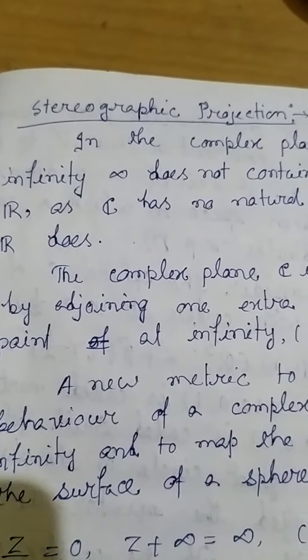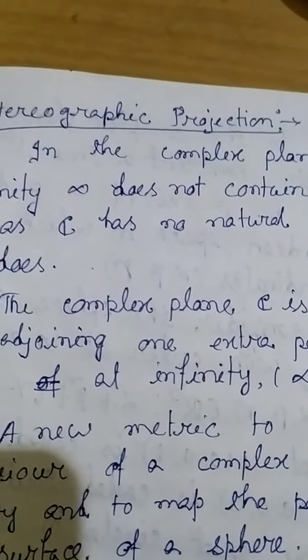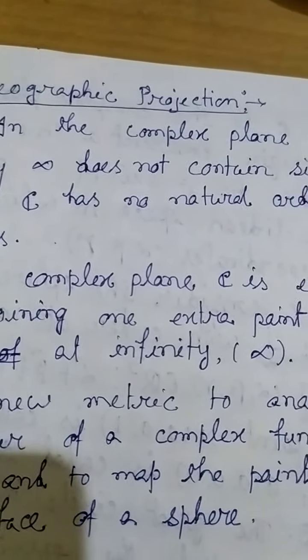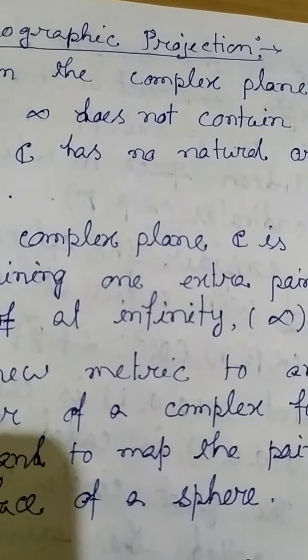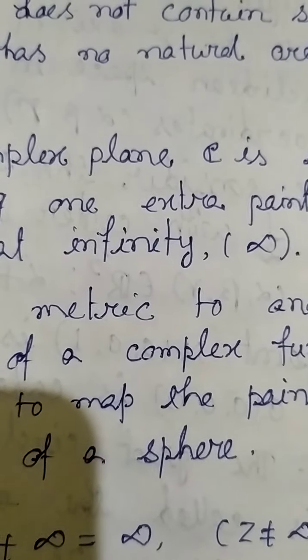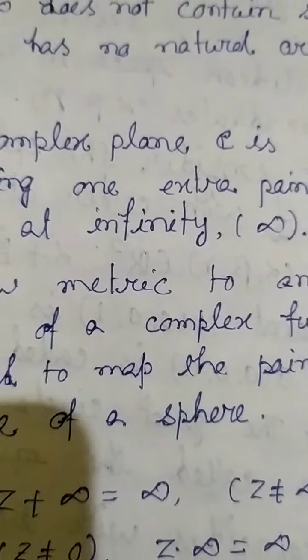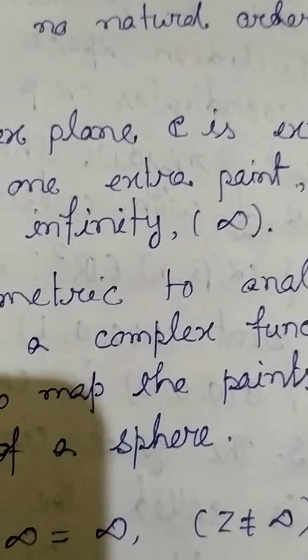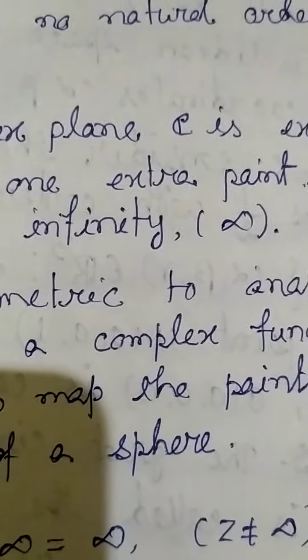So here in this video we are going to discuss the concept of stereographic projection. Okay, so what is actually stereographic projection? We can think about the complex plane, that is our xy plane. Corresponding to each point of this complex plane, we can have a point on a sphere. That is, there exists a one-to-one correspondence between a complex plane and a sphere.